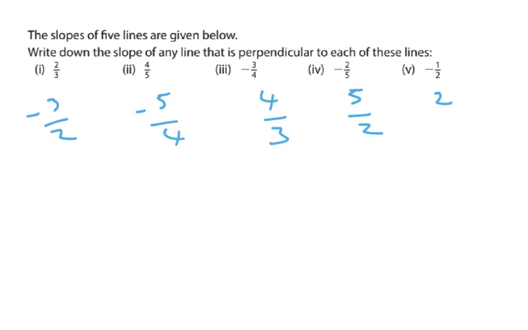So the blue ones are the slopes of lines which are perpendicular to lines which have these slopes here in black. So these are perpendicular.